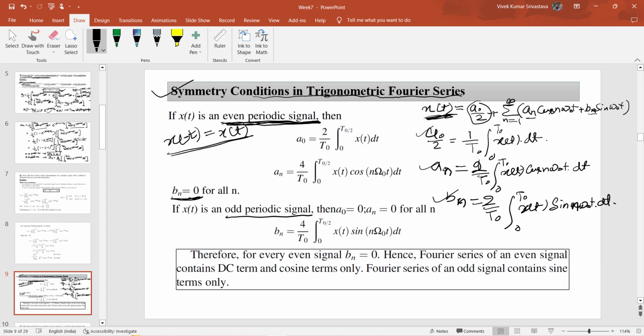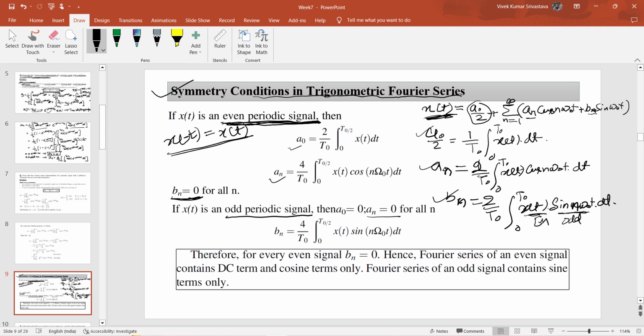Because for b n in this case, x of t is an even signal and sine of n omega naught t is an odd signal. So the multiplication of these two is an odd signal, and if you integrate an odd signal over its time period, the integration will be equal to 0. So that's why for an even periodic signal, b n will be 0. We only have to evaluate a naught and a n for an even periodic signal, whereas for an odd periodic signal, the a naught and a n terms will be 0.